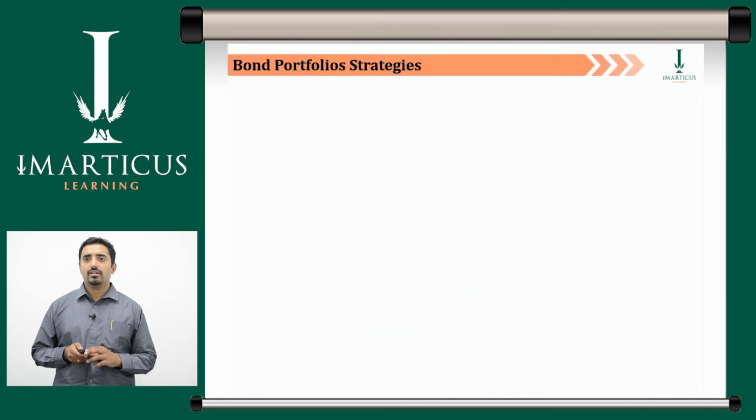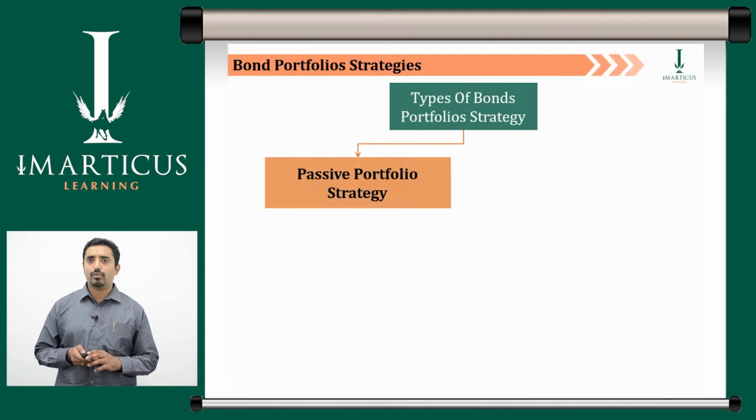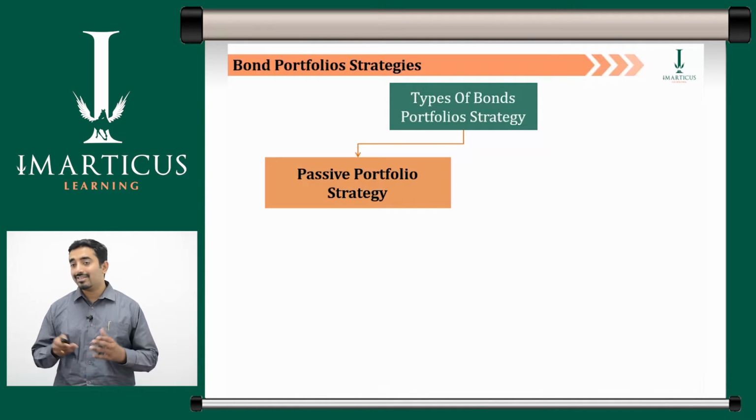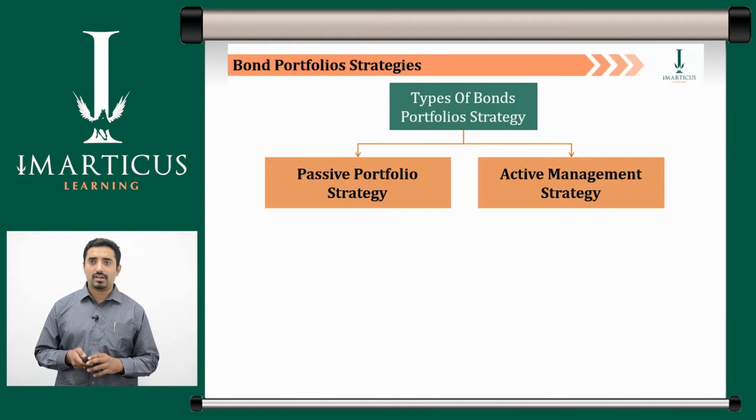Let us start with the types of bond portfolio strategies. There are two types of portfolio strategies: first, the passive portfolio strategy, and second, the active management strategy. Now, what do you mean by passive and active management?